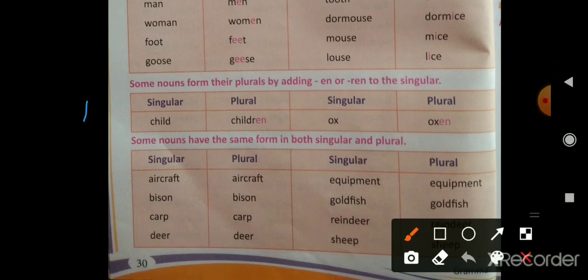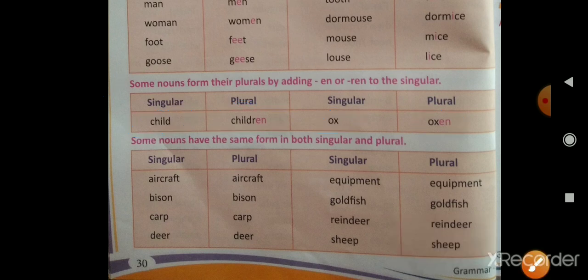Now next is some nouns form their plurals by adding en or ren to the singular. Okay, like child, and we will add ren to make it plural. Next is ox, so we will add only en to make it plural.